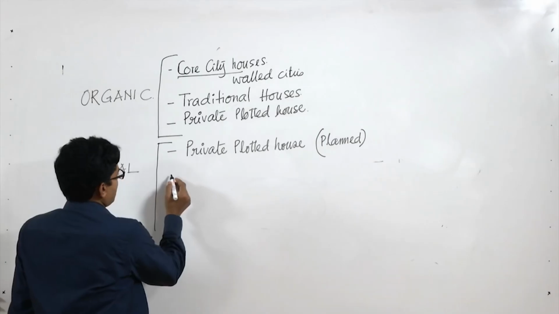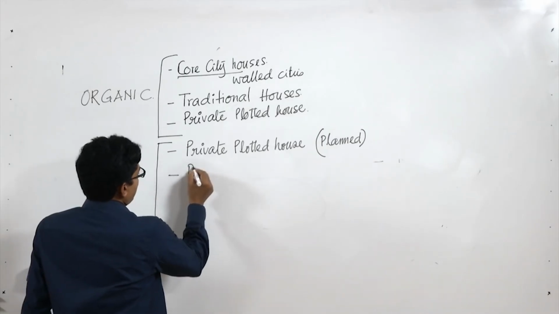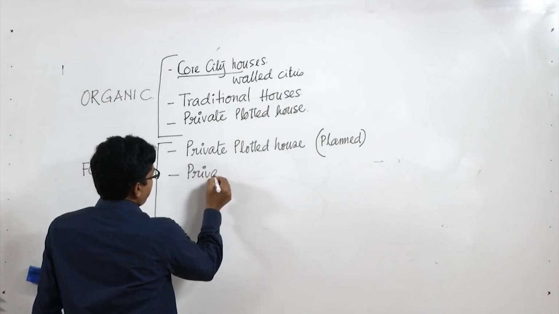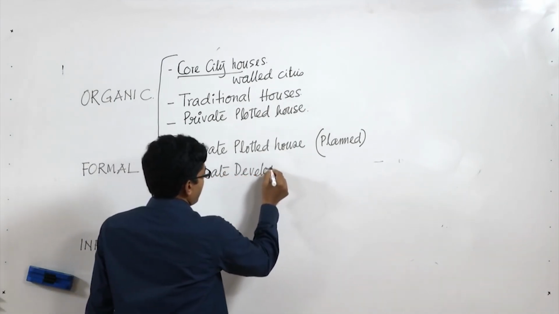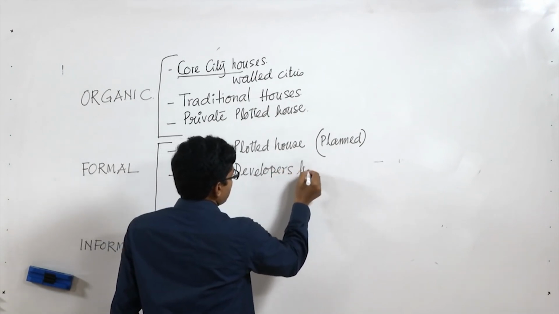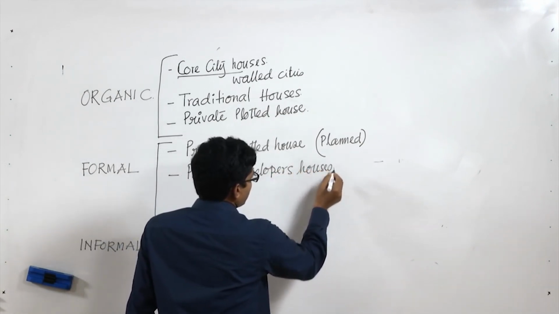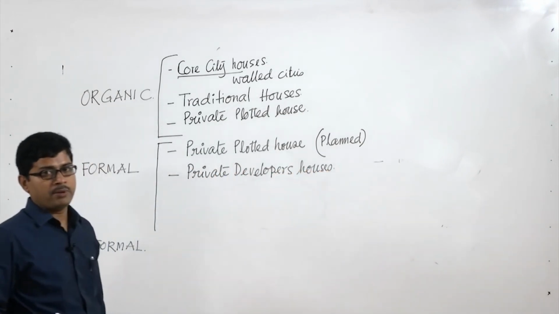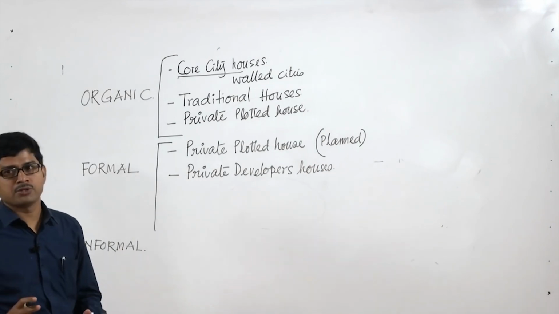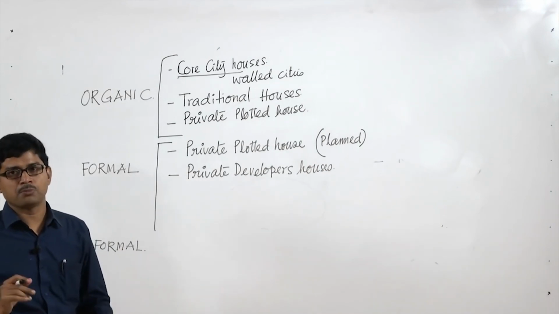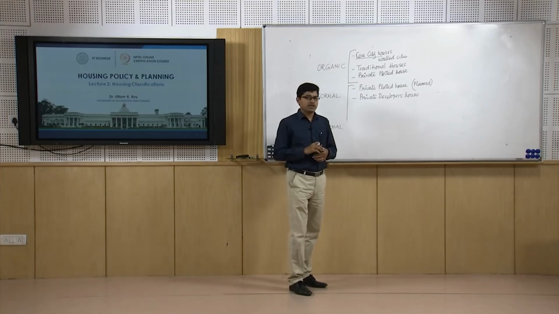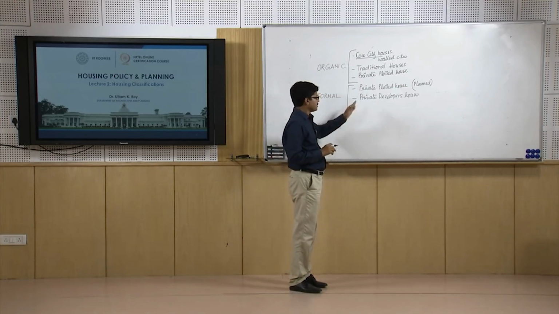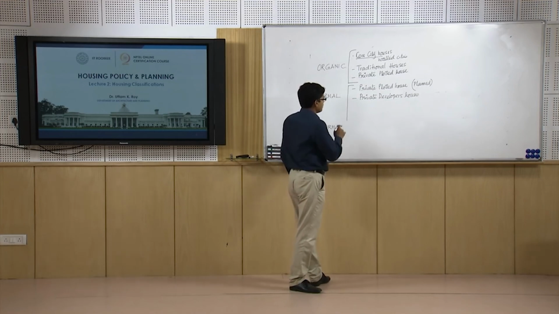Second is private developer houses. I think you know that the private developers can develop large housing complexes in a plot. The plot they can purchase from the government or they can purchase from the people, and they can develop this. So, this is another formal house done by the private developer.